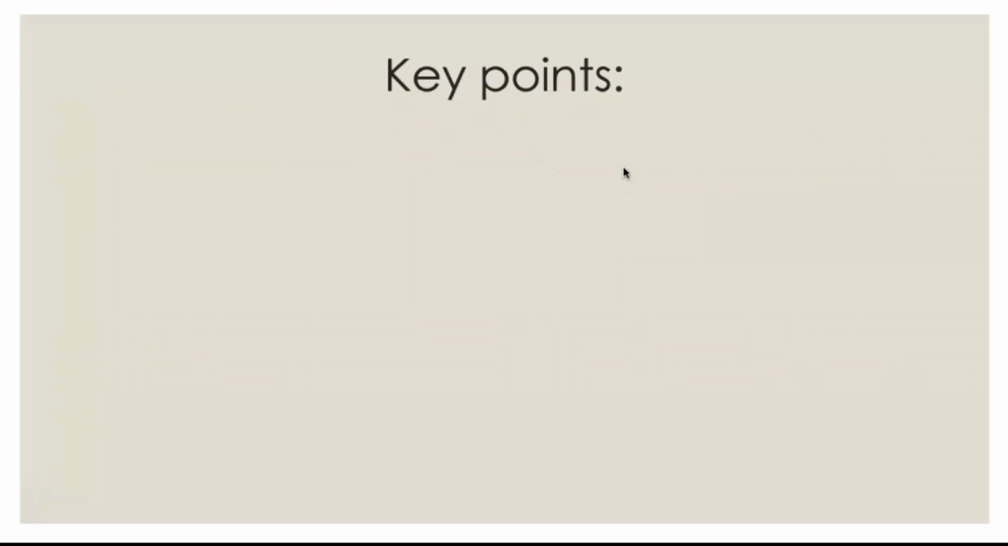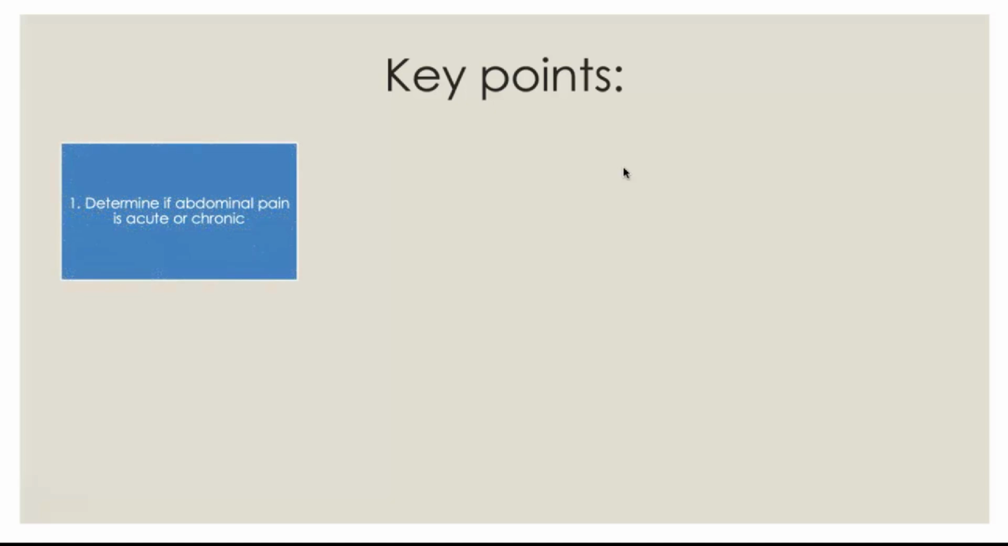Some key points here. Determine if the pain is acute or chronic. Did it come on suddenly, or has it been progressively getting worse? Did the pain begin in the last 3 hours and has been worsening, or has the pain been ongoing for the last 3 months, the last 6 months, the last year? Determine if it's acute or chronic. Now, if it's acute, you want to determine whether it requires immediate surgical intervention or it's a benign acute pain.